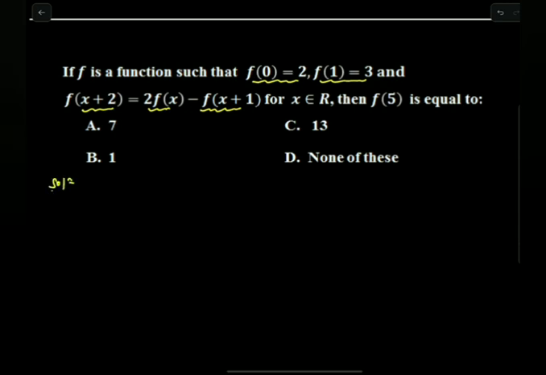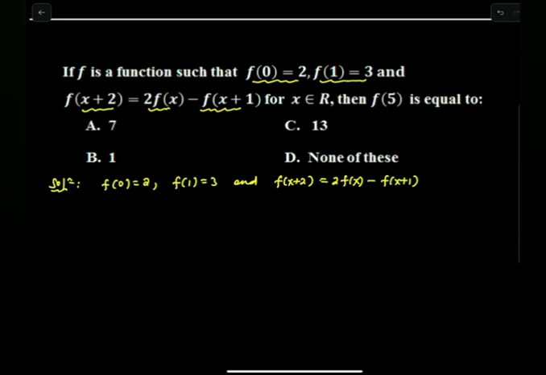If f at 0 is 2. Okay. The other is f at 1 is 3, and the third information given is f of x plus 2 equals 2 times f of x minus f of x plus 1. Especially this part is very important, so we should notice it well. Having this information, what we are asked is how much f of 5 is. Say this is equation 1.